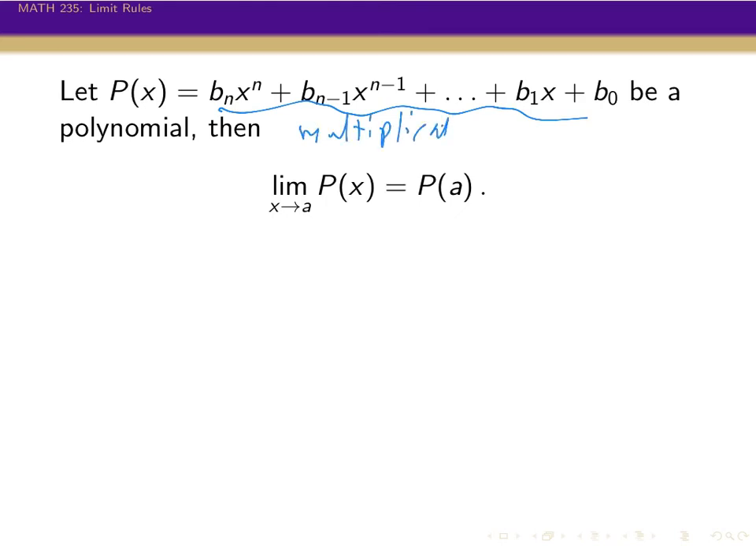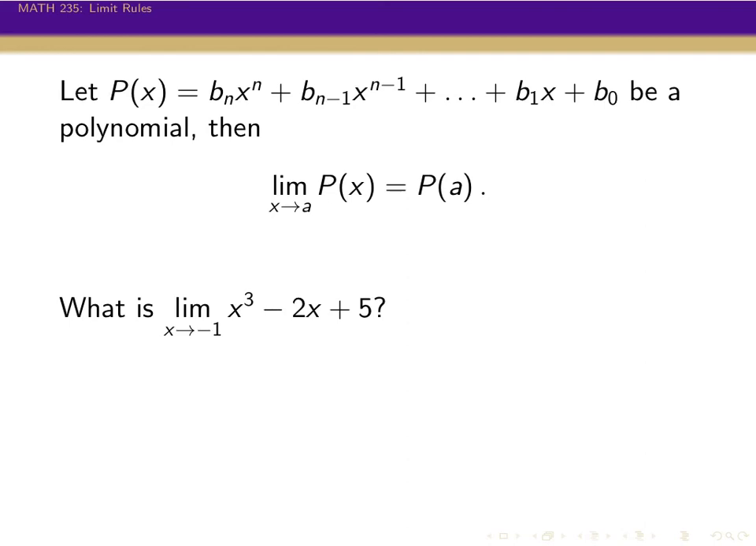multiplication and addition between x's and constants. And so since we know how to take the limit of x by itself, and we know how to take the limit of constants, and we know how to deal with multiplication and addition, this tells us that we can do any polynomial we want.